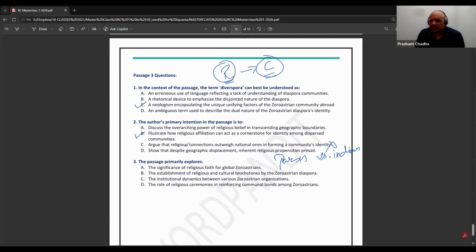Any doubts in question number two? One and two, anyone had any doubts? I think for two, the answer B was universal. Everyone had said B.